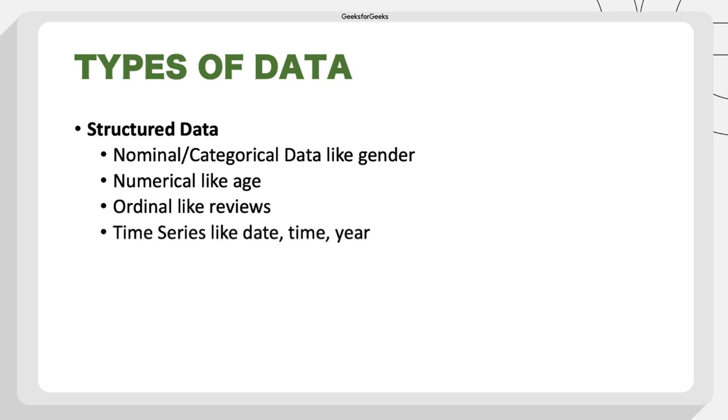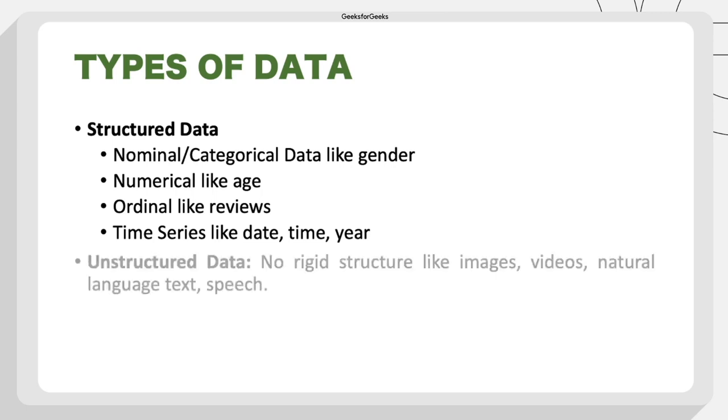Then the time series data. For example, if you are predicting stock prices, then you need to have the data for previous months, previous years as well. So there we require time series data. Then comes unstructured data. Unstructured data is a kind of data where you don't have any fixed structure, for example images, videos, or text data. So there is no structure to your data and you need to treat your data first.